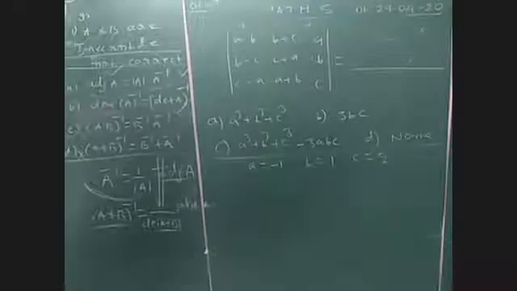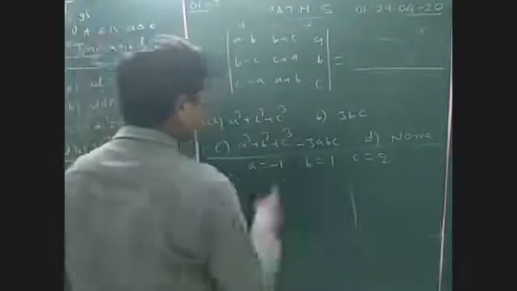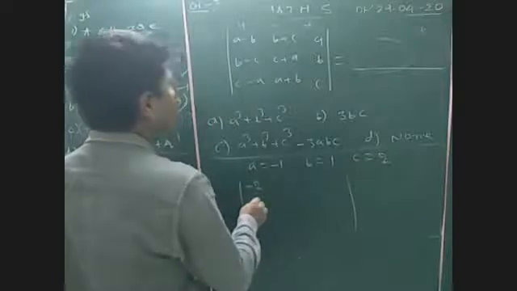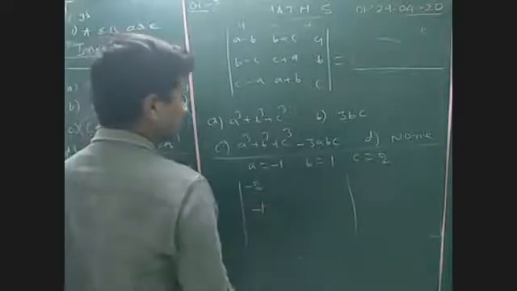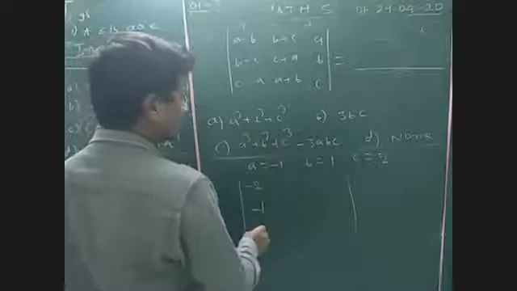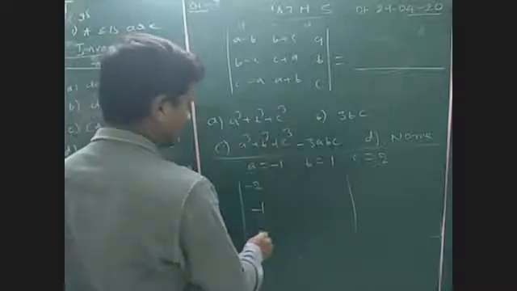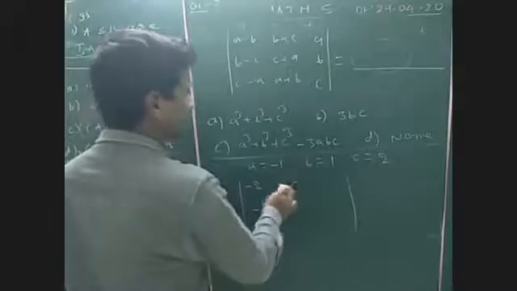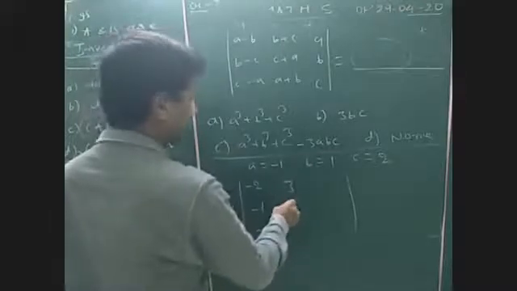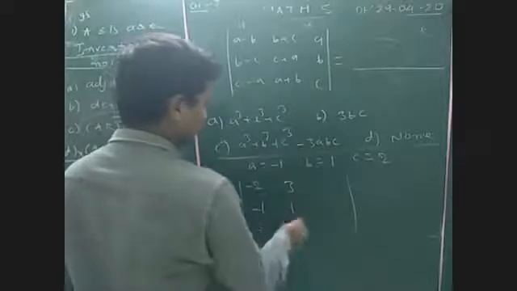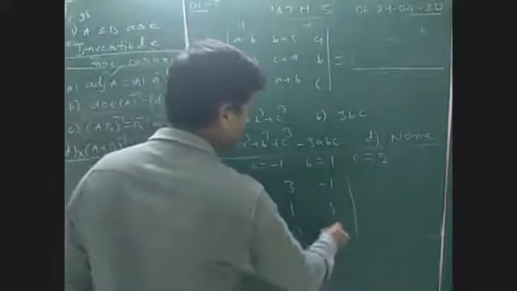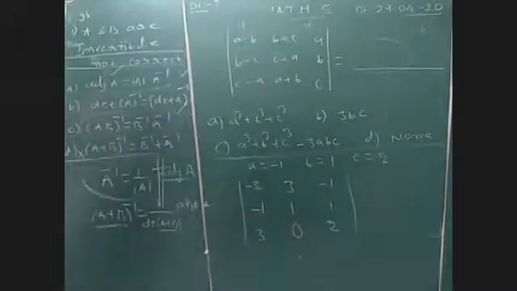Yes, substitute these values and simplify it. Minus 1, 1, minus 1, 1 is minus 2. Here minus 1 and here C minus 2 is minus 3. Here adding both, 0. Sorry, B plus C is 3, C plus A is 1, and 0. And here minus 1, 1, 2. You can simplify this determinant value. What is the answer you need?